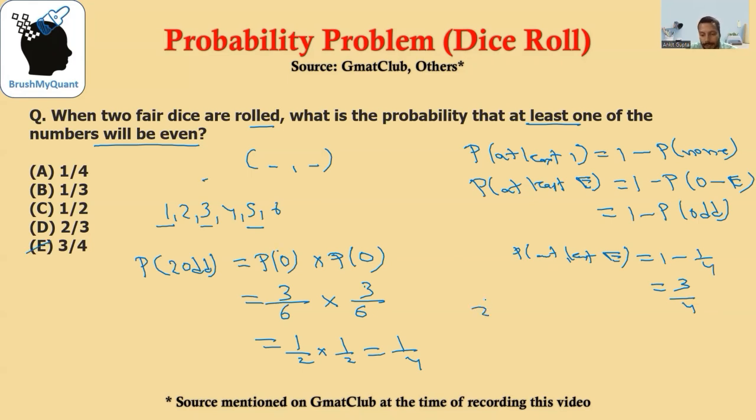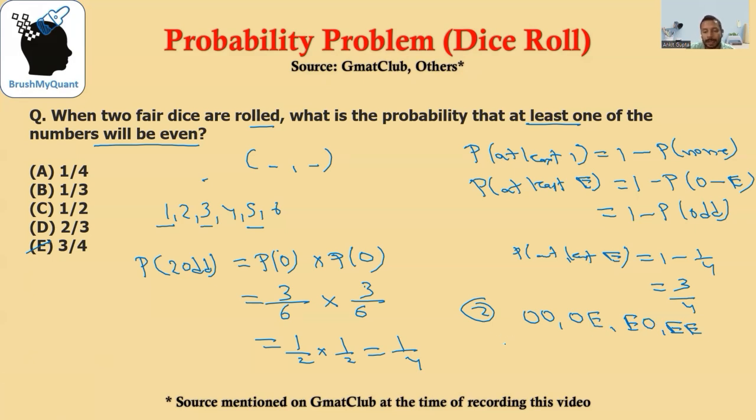Now let's solve the problem using a second method. So when we are rolling the dice two times, there are 4 cases. Either both are odd, one is odd and the other is even, one is even and the other is odd, or both are even. And the probability of all of these happening is actually the same.